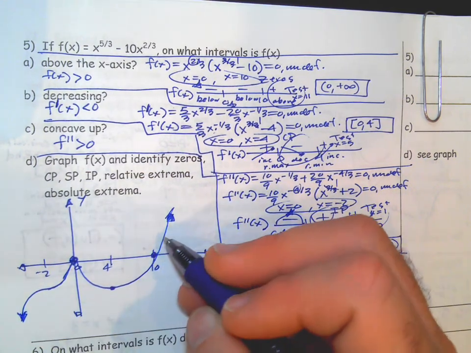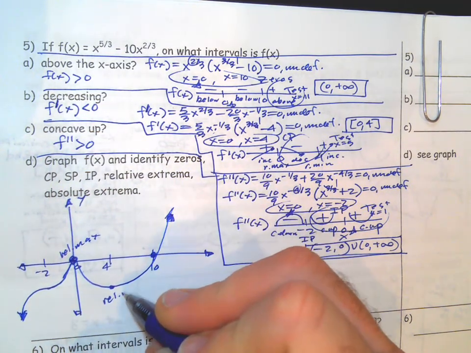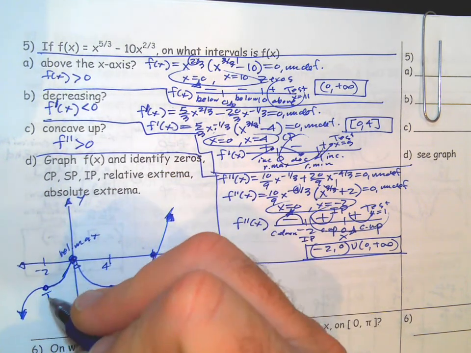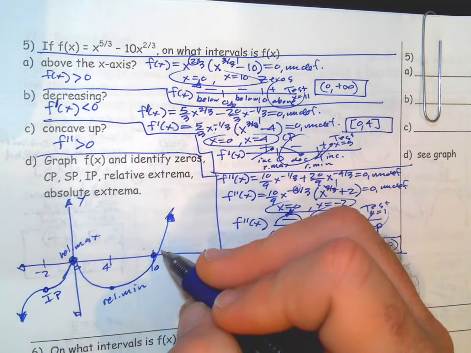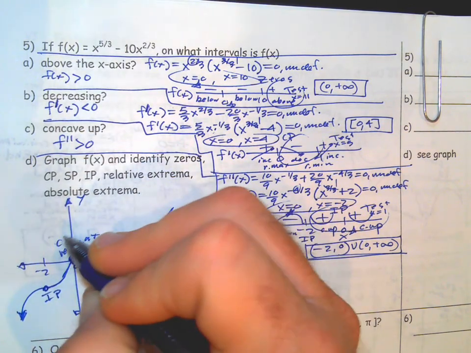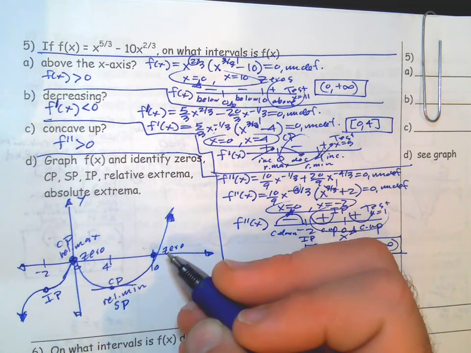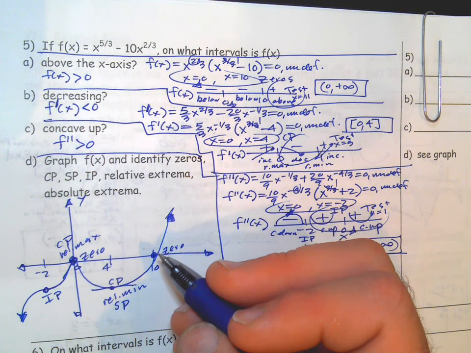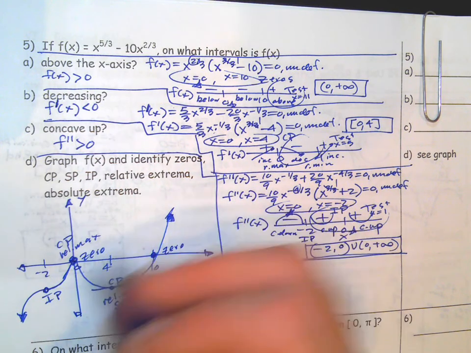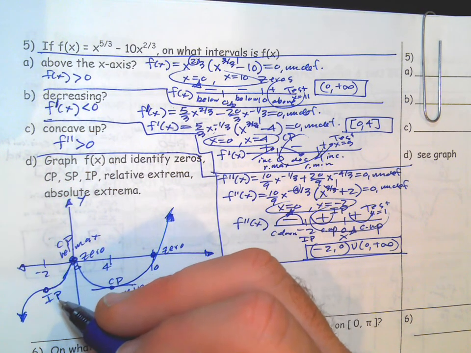So something like that. This is your relative max. This is your relative min. This is going from concave up to concave up. This is an inflection point. This is a 0. This is a 0. This is also a critical point. This is a critical point. It's a stationary point, it has a slope of 0. Absolute max, it doesn't really have one because it keeps going up forever. Absolute min, it doesn't have one because it keeps going down forever. So I think that's pretty good.